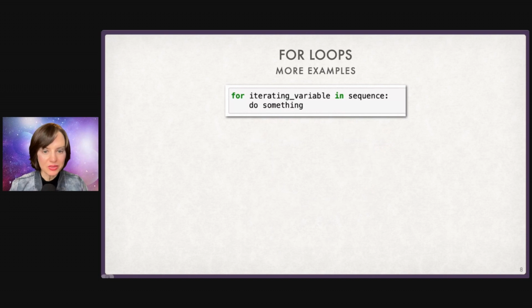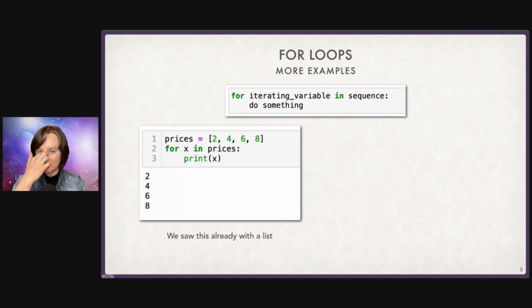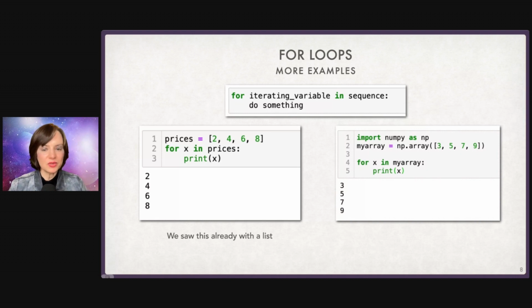So a couple more examples here. So again, that's our overall formula. We saw last time with list, we can do it with an array. So I'm using a NumPy array here. I've created my array, contains 3, 5, 7, 9. For x in my array, print x. And as long as we have an x in my array, the computer will keep iterating and do that command, which is print x. And once I've gone through each element, the condition is now false, and I continue on.